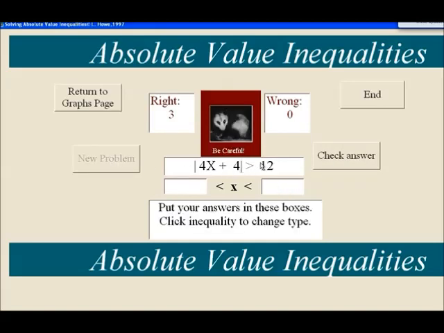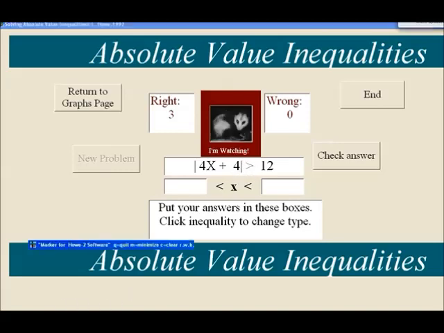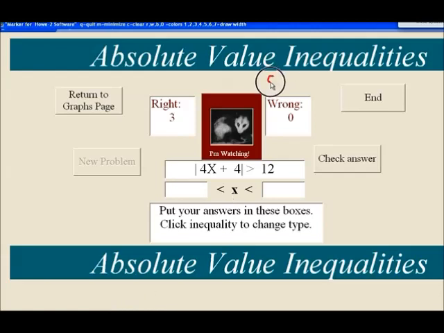New problem. Finally, we got a greater than. If it says greater, then what's going to happen is our final answer is going to be some endpoint and all the points going out, and some endpoint and all the points going left. So I'm going to write this one. Either this stuff in the middle, 4x plus 4 is really greater than 12.